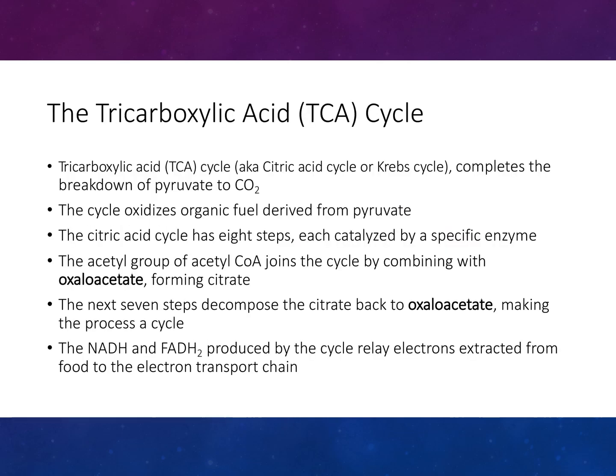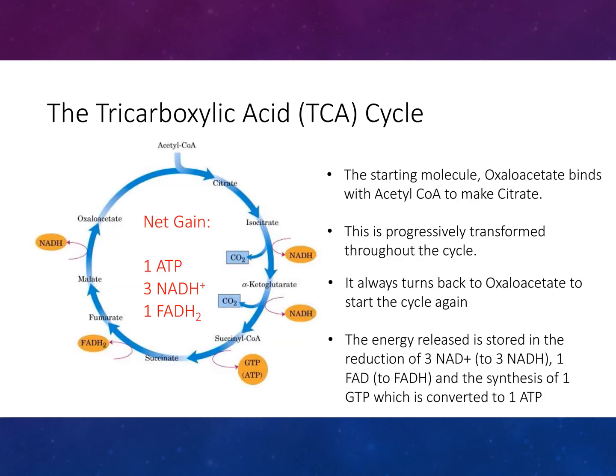Looking at the tricarboxylic acid cycle, Krebs cycle, or citric acid cycle, this completes the breakdown of pyruvate to carbon dioxide. The cycle oxidizes organic fuel derived from pyruvate. The citric acid cycle has 8 steps, each catalyzed by a specific enzyme. The acetyl group of acetyl-CoA joins the cycle by combining with oxaloacetate, forming citrate. The next 7 steps decompose the citrate back to oxaloacetate, making the process a cycle. The NADH and FADH2 produced by the cycle relay electrons extracted from food to the electron transport chain.